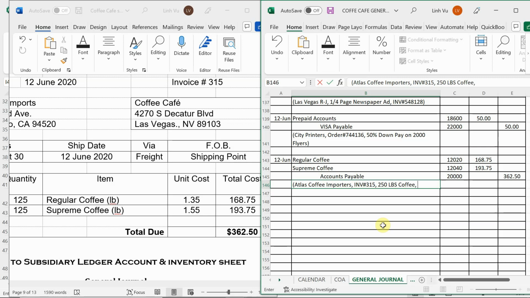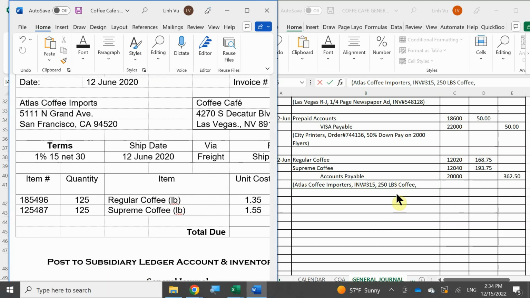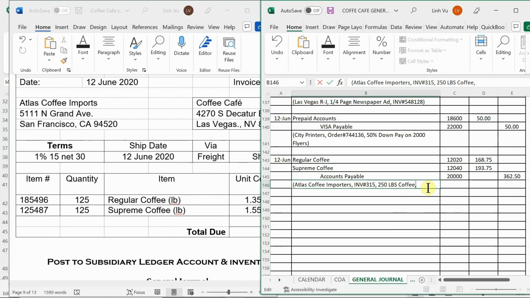And then last but not least, what are my terms? Was I given terms? I think it was 4 days. Let me see what it is. Oh yeah, 1/15 net 30. So they're going to give me an opportunity to take a discount. How nice of them.